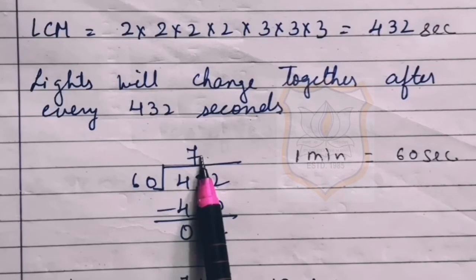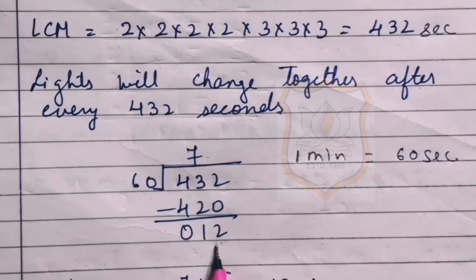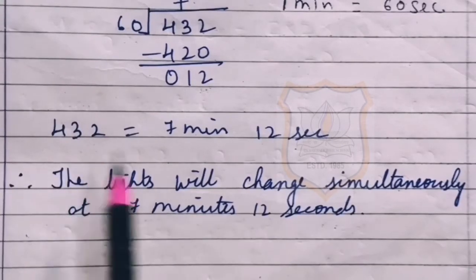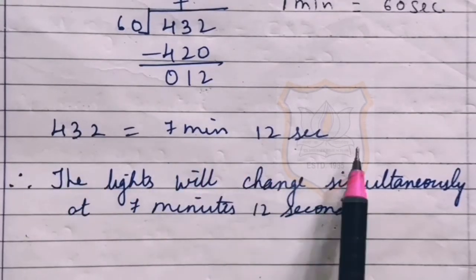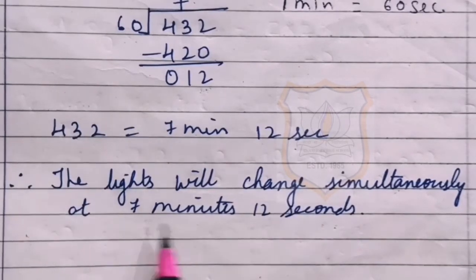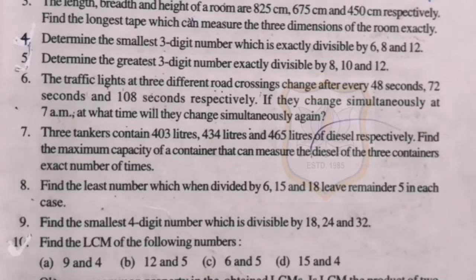So 7 is minutes and 12 are seconds. So by converting 432 seconds, we will get 7 minutes and 12 seconds. Therefore, the lights will change simultaneously at 7 minutes 12 seconds.